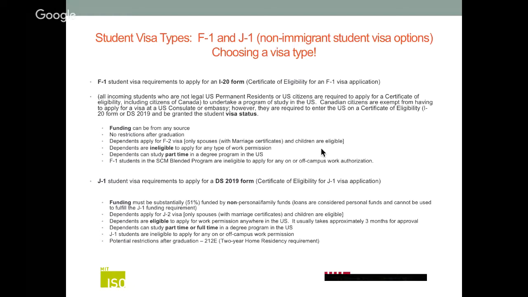It's important to note that the F2 visa holders, the dependents, are eligible to actually study part-time, even in a degree program. That's rather new. They were limited to sort of incidental classes like maybe ESL or something like that. But today they can actually study part-time towards a degree, but never full-time. And of course, they could never apply for any work permission.